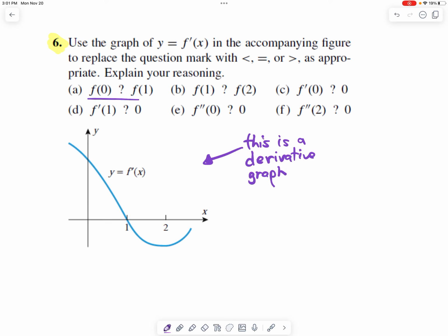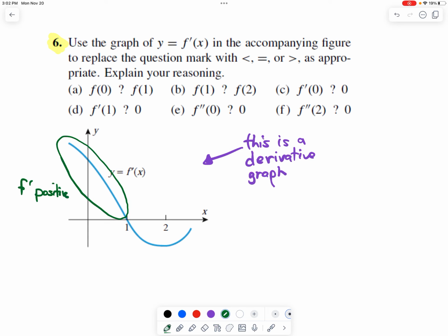So each of these problems just has you compare either f prime of a number or f of a number or even f double prime and compare them. So I'm going to take you through how to think through and answer these questions. This is a derivative graph, and that means it's the slopes of tangent lines. So I'm just going to outline this area where the derivative is above the x-axis, or the y values are above the x-axis. That means f prime is positive, and that means f must be increasing.